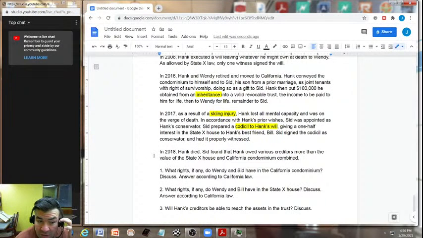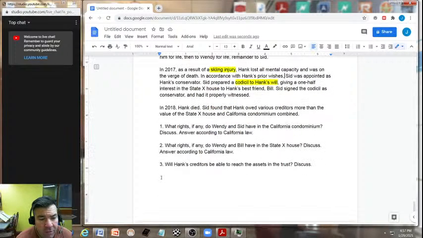In 2018, Hank died. Sid found that Hank owed various creditors more than the value of the state X house and the California condominium combined. Now, what rights, if any, do Wendy and Sid have in the California condominium? Discuss. So let's begin now by establishing that California is a community property state.